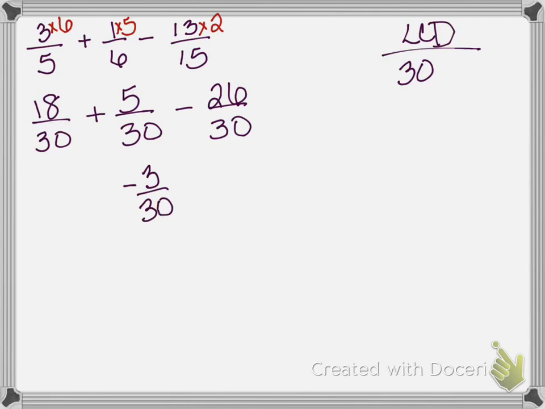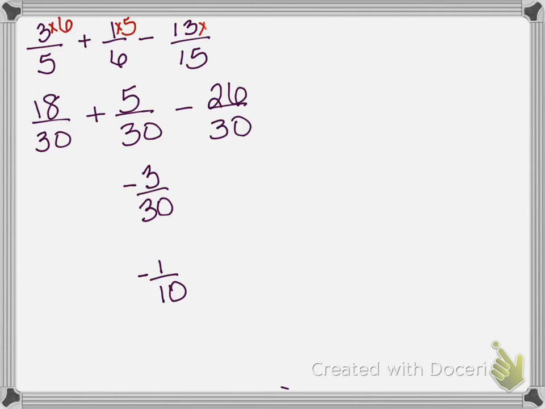I said final answer, but that's not my final answer. Why? Good. It simplifies. And I can simplify that to negative 1 over 10 because 3 goes into both of those. Now, this is how you've been doing fractions, and it's completely fine. But because we are moving into rationals, I want you to think about it differently.